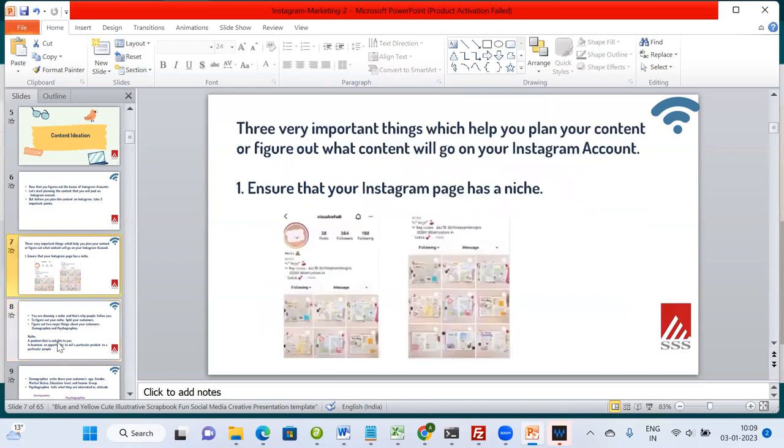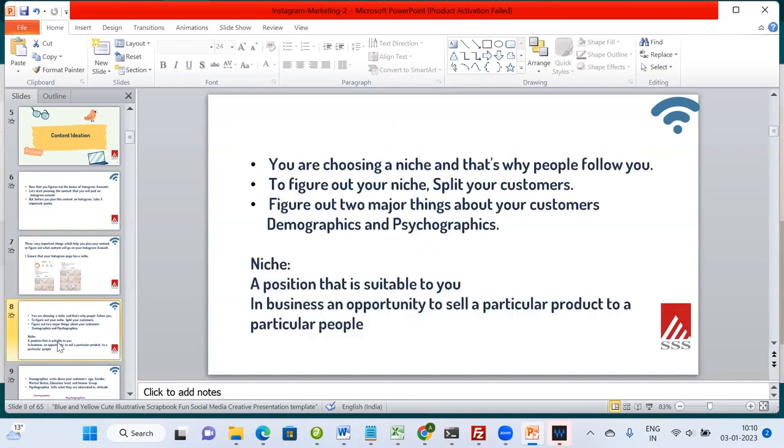So the first thing that is required is that we have to ensure that our Instagram page has a niche. Then we have to choose a niche, why people will follow us. Our Instagram account has to get a lot of followers. So we have to decide why people will follow us, and to figure that out we have to split our customers. To split our customers, there are two important parameters: the demography of the customer and the psychography.